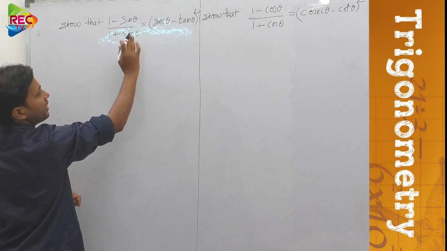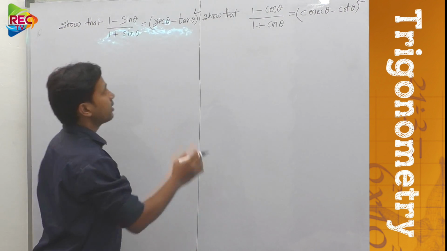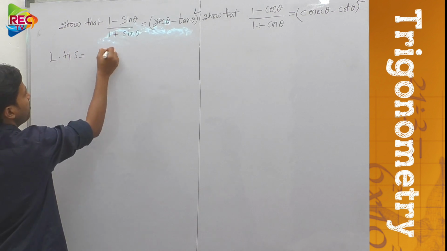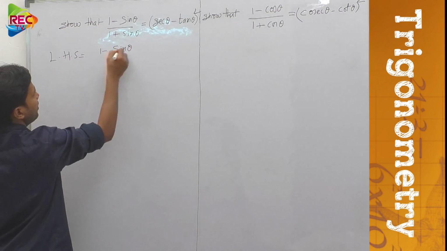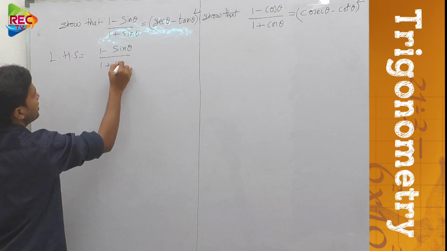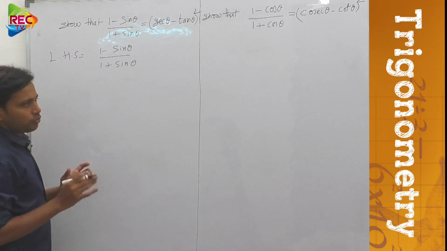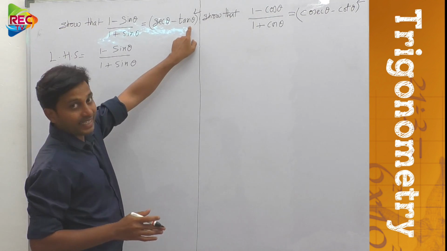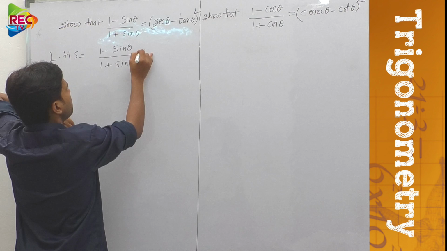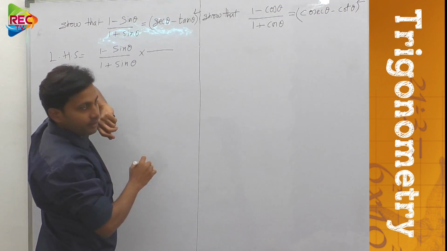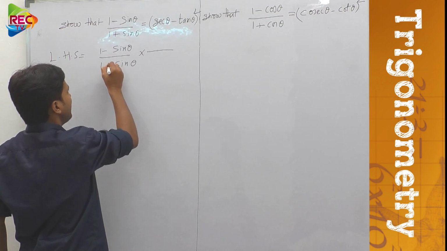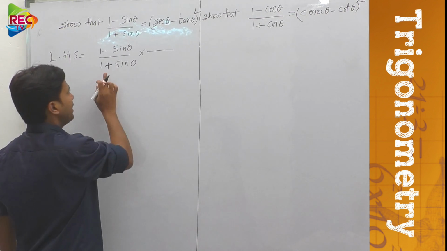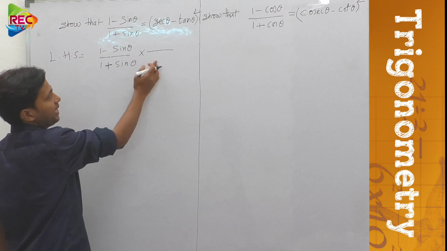Take the LHS part and we need to obtain the RHS. Now take this LHS part. What is this LHS? (1 minus sin theta) by (1 plus sin theta). Now do one thing. In order to solve this in terms of secant and tan, better we multiply and divide with 1 minus sin theta. Exactly, here 1 plus sin theta is there in the denominator part, no? So let us take the opposite sign and multiply with that factor.